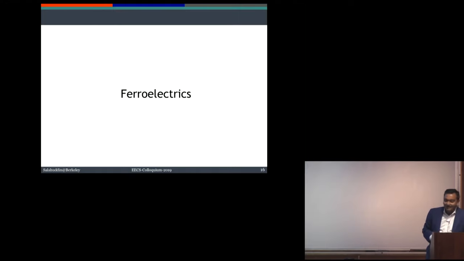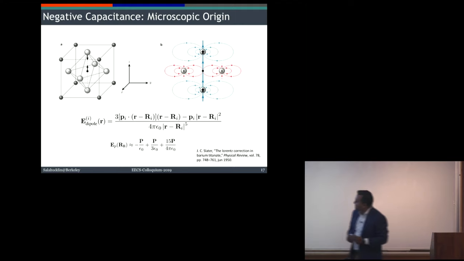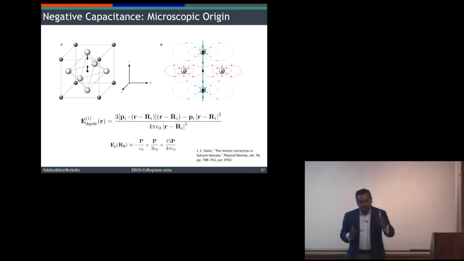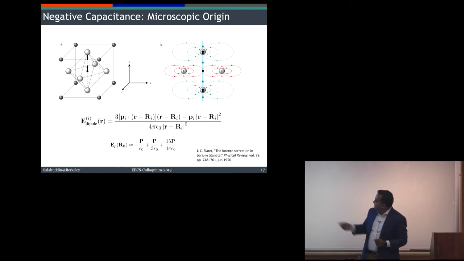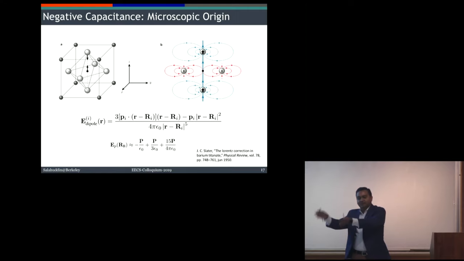So I'll go through a little bit of five minutes of discussion of ferroelectrics, in case you have not thought about it very deeply before. Ferroelectrics are materials where, as we said, there are dipoles, there is internal polarization. So think about a unit cell. It has some kind of a polarization. Now you have a material, so you're putting many of these unit cells together.